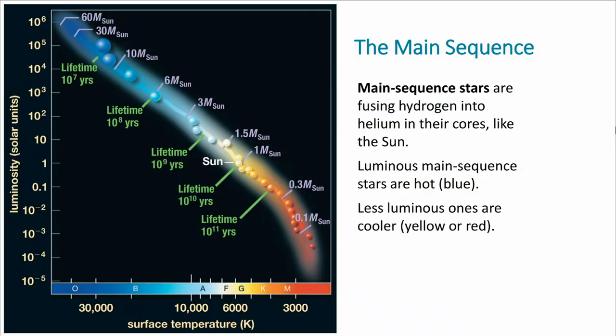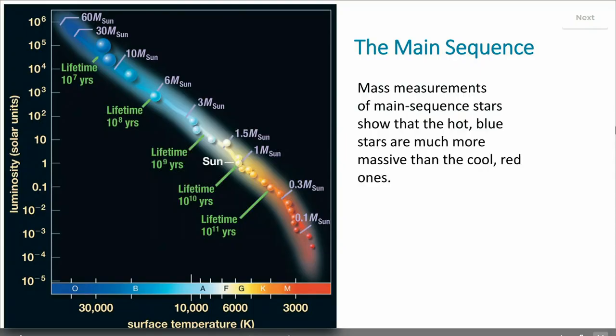And on the main sequence, the most luminous stars are bluer and hotter, and then the red stars are much cooler and less luminous. We'll talk about what happens when your star is not doing hydrogen into helium reactions later.